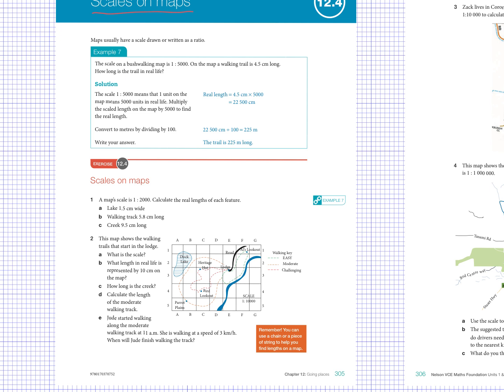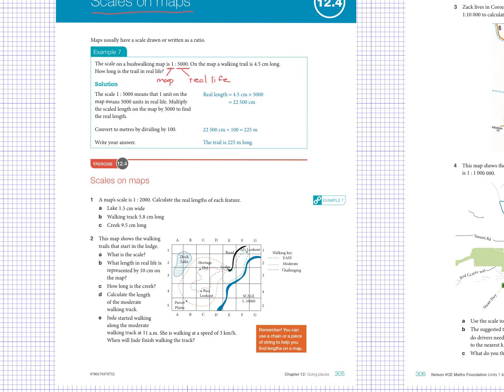And the way we read them is we read them showing that one unit on the map is a different unit in real, or a number of units in real life. So this scale here says 1 on the map is 5,000 in real life. Okay, so we can see there that if it's 1 meter on the map, it becomes 5,000 meters in real life. If it's 1 centimeter on the map, it becomes 5,000 centimeters in real life.